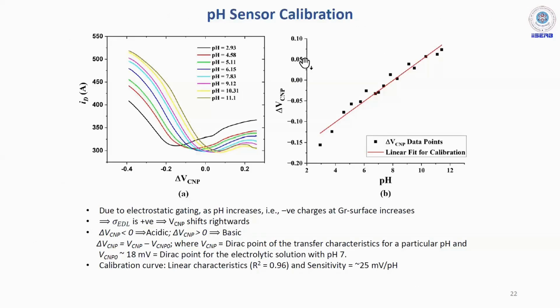So this is the pH sensor calibration with different pH. You can see that the VCNP is shifting, and we could get fairly linear characteristics for the pH calibration, which we can use for pH sensing of a particular solution.